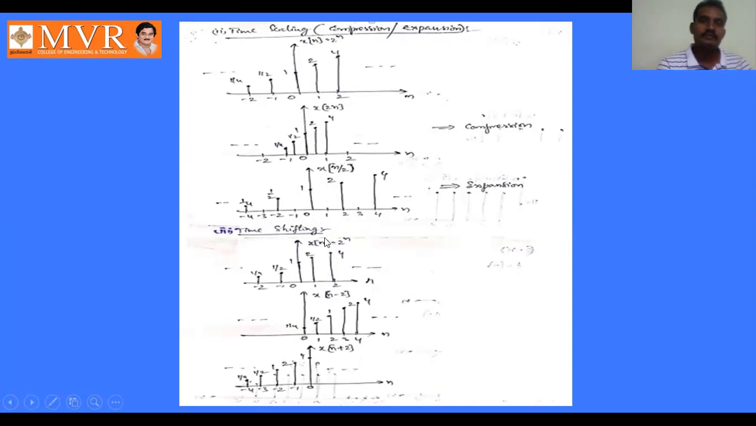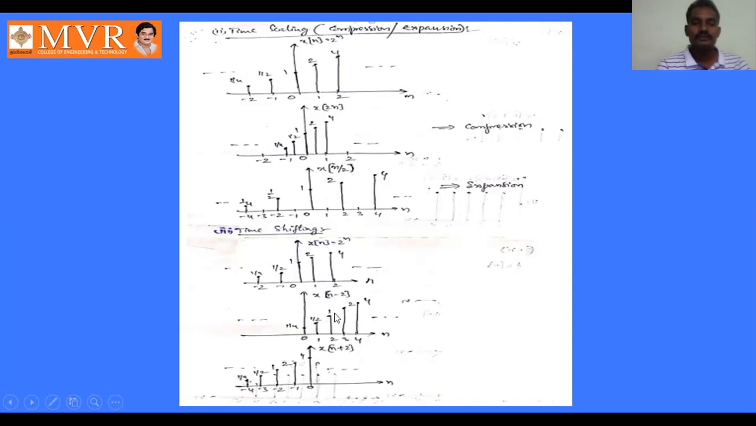And coming to the time shifting property, x of n is given as 2 power n. It can be shifted towards the right side, or it can be shifted towards the left side. If it is shifted towards the right side by 2 units, then it is denoted by x of n minus 2. If it is shifted towards the left side by 2 units, then it is denoted by x of n plus 2. Only thing is we have to substitute n minus 2 in the place of n, or n plus 2 in the place of n, so that we will get the waveforms like this.